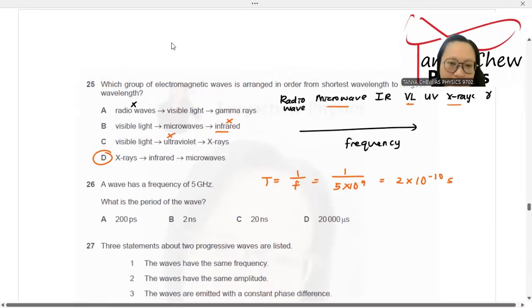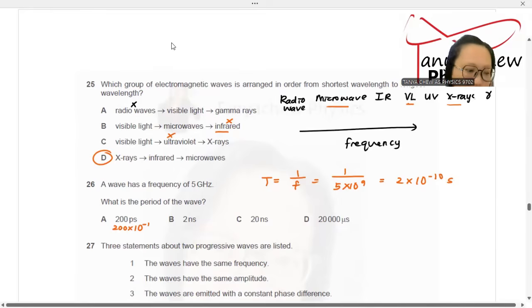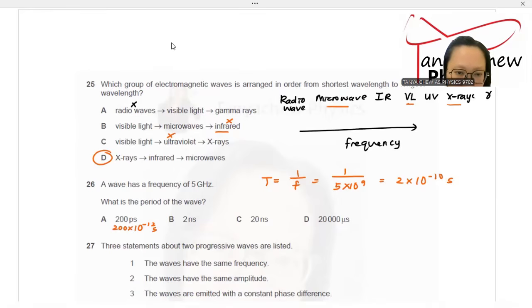Now we look at this one by one, right? 200 pico. Pico is 10 to the power of negative 12. So when you round it, second, okay, put it 12, 11, 10. This is 2 times 10 to the power negative 10 second. A is the answer, but I will prove why B, C, and D are not the answer.